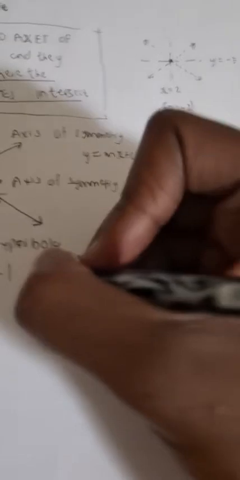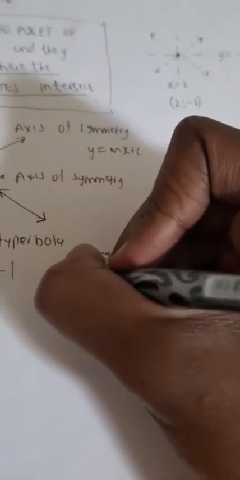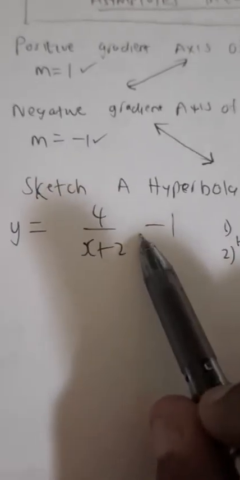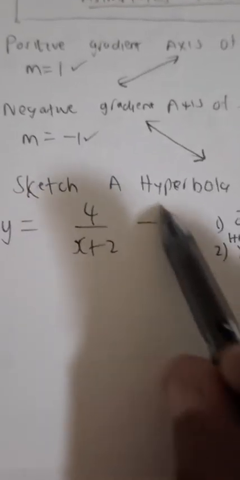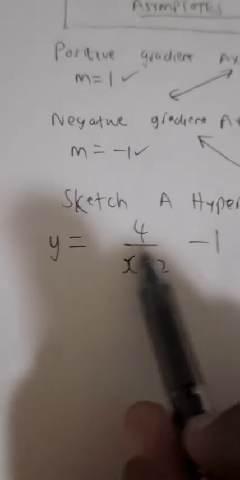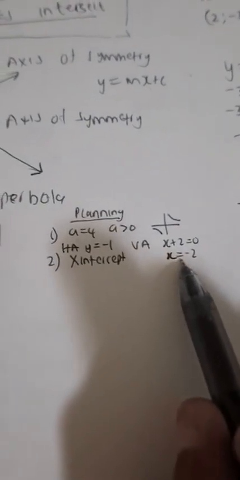Before the x-intercept, let's first write down the equation of the horizontal asymptote and the vertical asymptote. What is the horizontal asymptote? My horizontal asymptote here will be, look, this is -1, the q value. y is equal to this. So that means y is equal to -1. That is my horizontal asymptote. What is my vertical asymptote? I need to take this expression, x plus 2, equate it to 0, solve for x: x is equal to -2. This is my vertical asymptote.